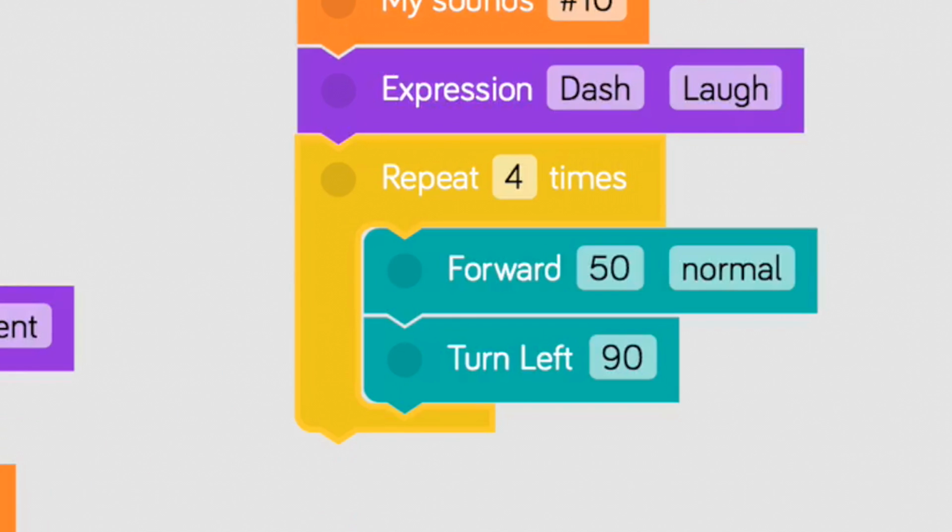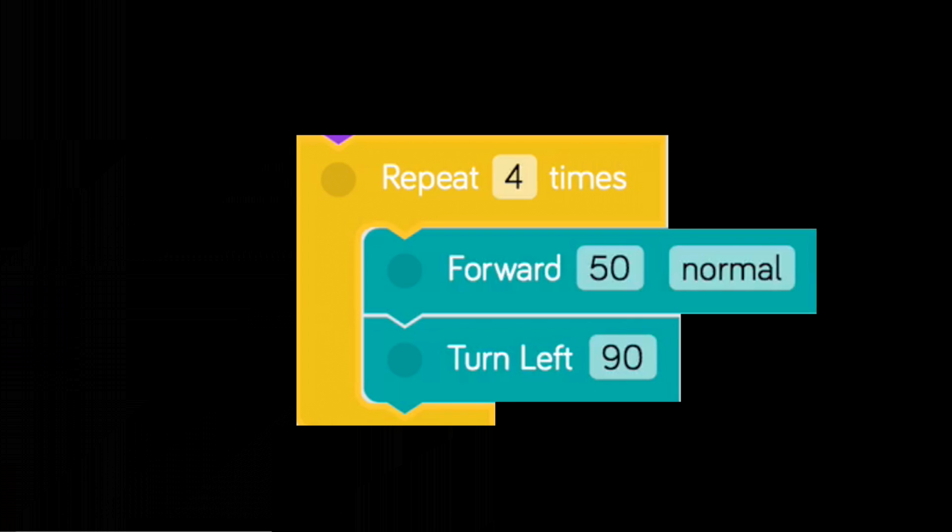So let's just zoom into the repeat section of this code and let's explain a little further. You'll see it says repeat 4 times, and it has that as a yellow bracket, and within it, it's going to move forward 50 centimeters at a normal pace. It's then going to turn left at 90 degrees. It's going to do that 4 times.